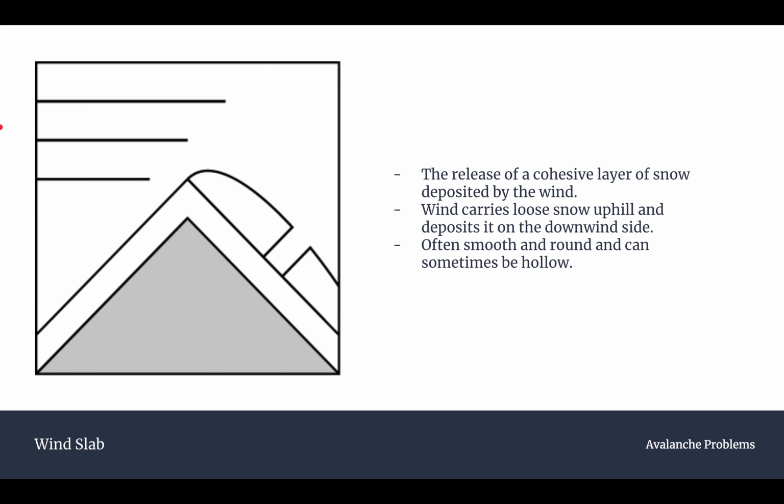And so some ways that you can look out for this in the backcountry are features that look smooth and round, which can often be a sign of this kind of pillow formation of the wind slab here.